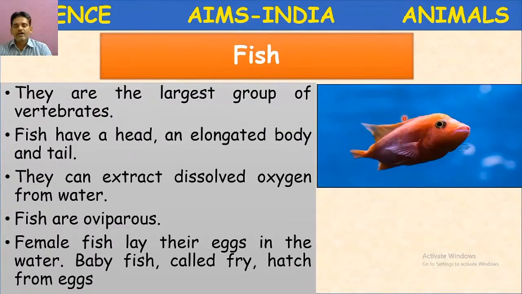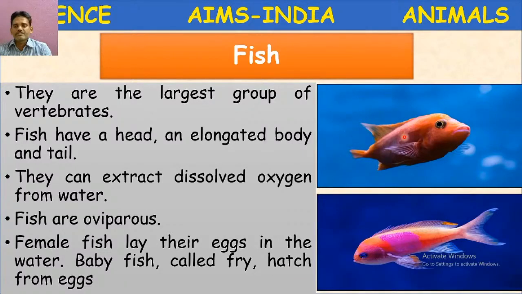See the body of the fish. Some more characters let us discuss. A fish body is streamlined, means it will swim in the water against the water current. To accommodate that process, the body is streamlined. It possesses fins. The body is covered by scales.